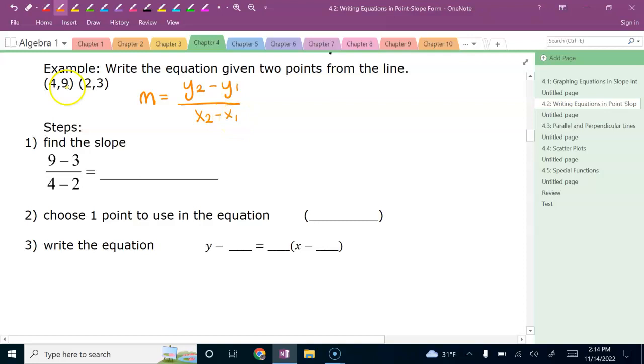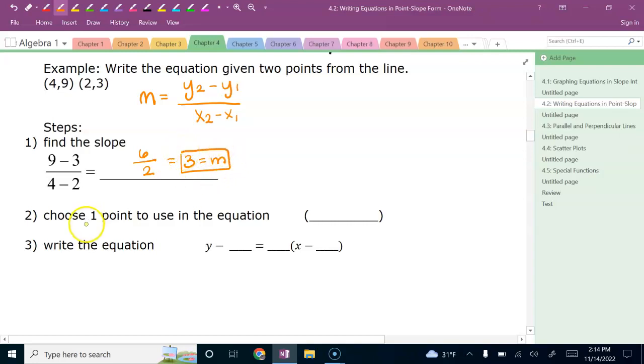Okay, so they are doing 9 minus 3 on the top, and then 4 minus 2 on the bottom. So 9 minus 3 would be 6, and 4 minus 2 would be 2. 6 divided by 2 would be 3. So this is going to be your m value. M is 3.